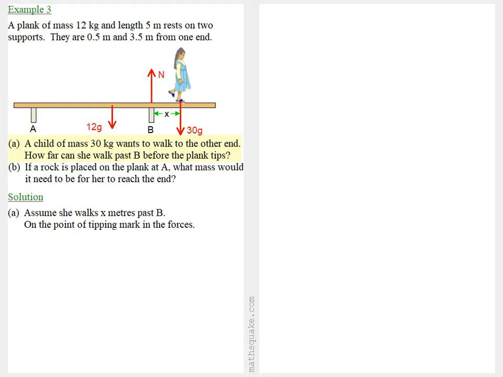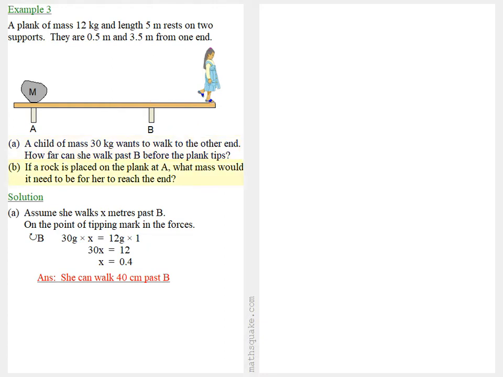of tipping. If we take moments about B, the distance of the weight of the plank from B is 1 metre, and the distance of the girl from B is X meters. So, taking moments about B, we've got 30G times X equals 12G times 1. So 30X equals 12, or X is equal to 12 divided by 30, which is 0.4. So she can walk 0.4 metres or 40 centimetres past B.